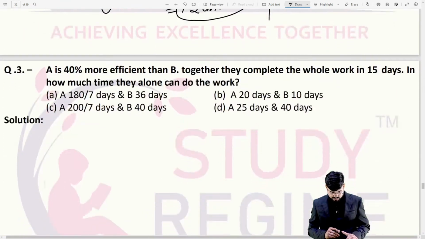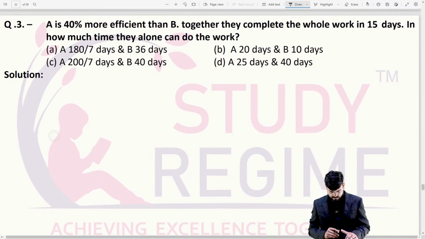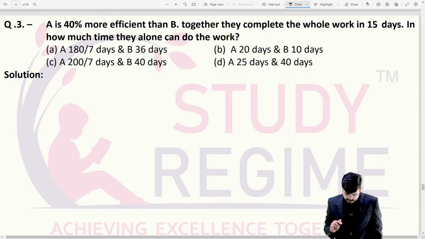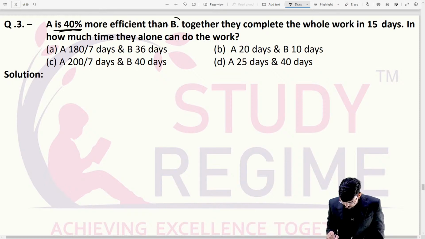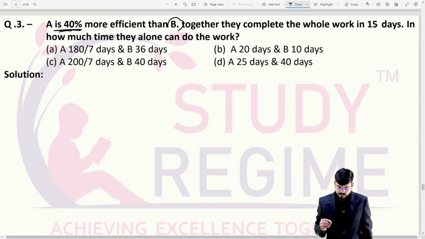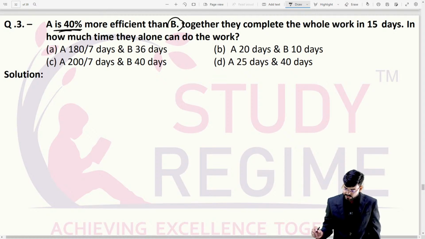So let's move on to the next question. In question number 3, it is given that A is 40% more efficient than B. That means A can do 40% more work than B. Together they complete the whole work in 15 days. In how much time can they alone do the work?